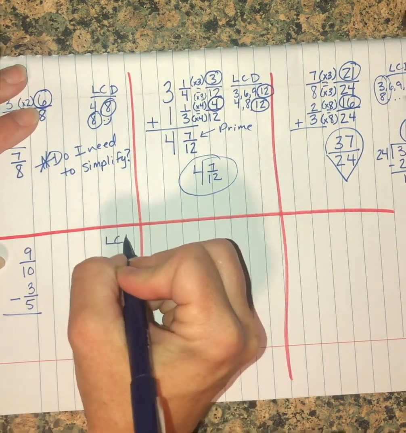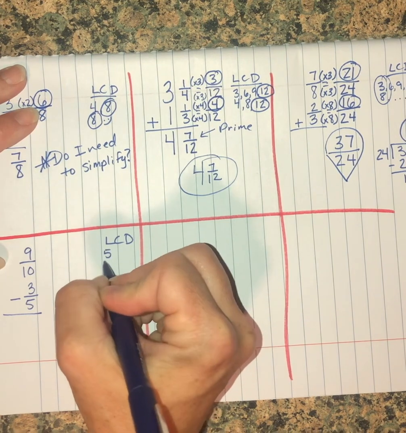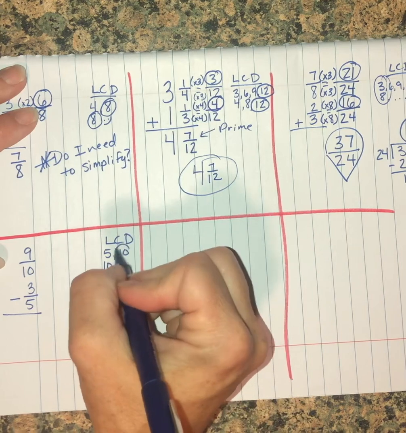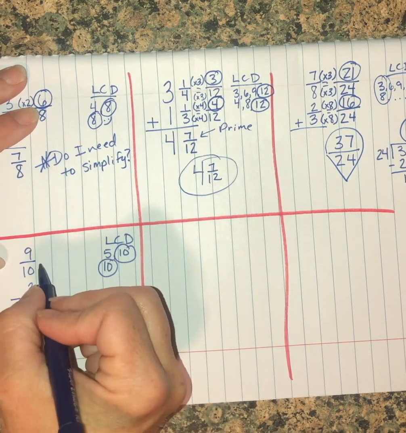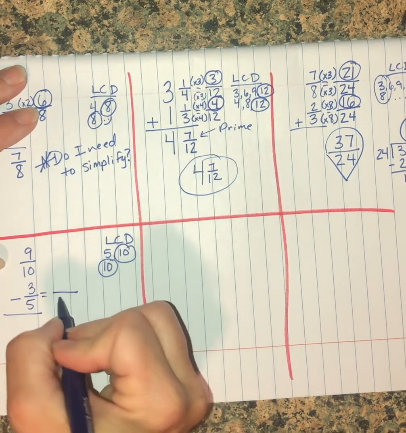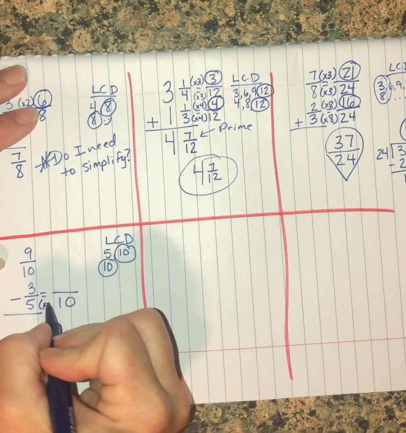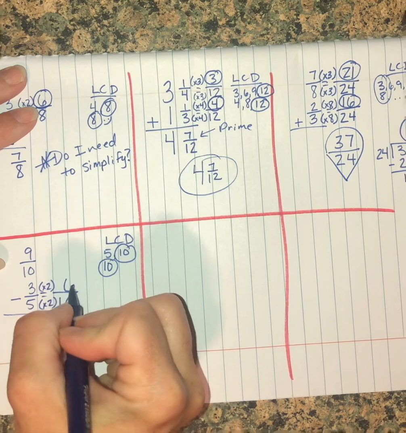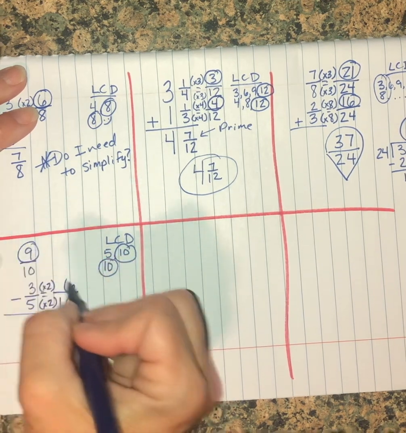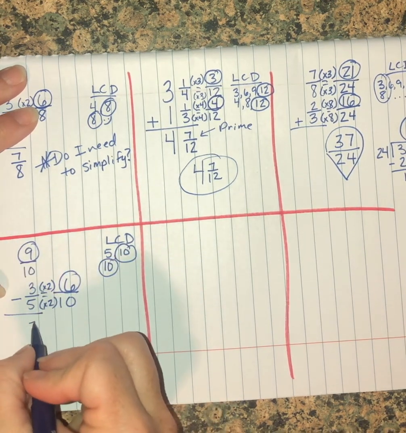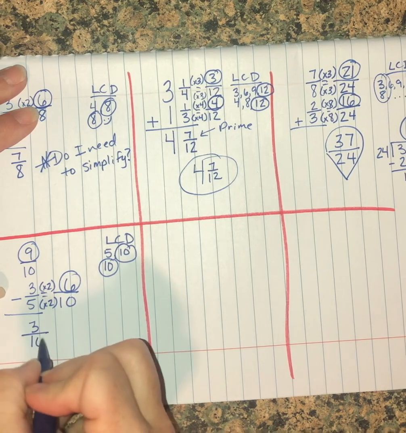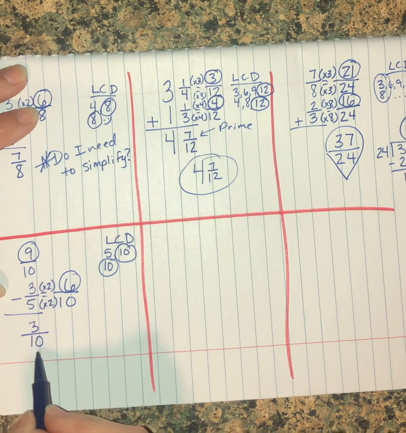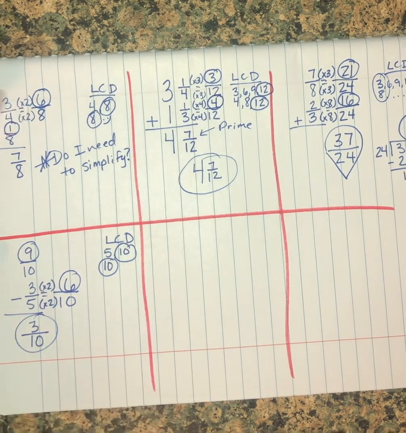So LCD, 5, 10, 5, 10. 10's my winner. I don't have to touch him. He's fine just the way he is, but dress him up as a tenth. 5 times 2 is 10. 3 times 2 is 6. Now 9 minus 6 is 3 tenths. And can I simplify? Nope. Because 3 is prime and 10's not divisible by 3.